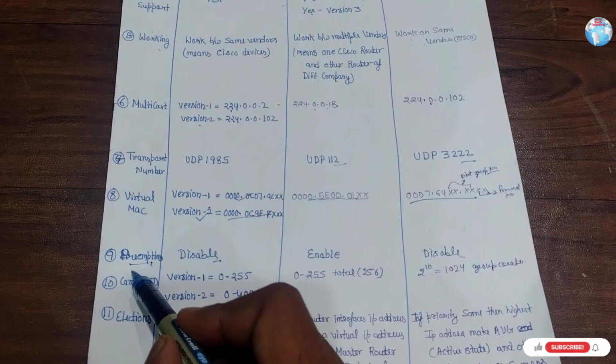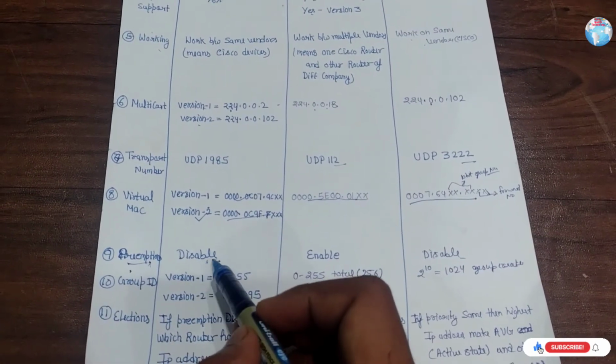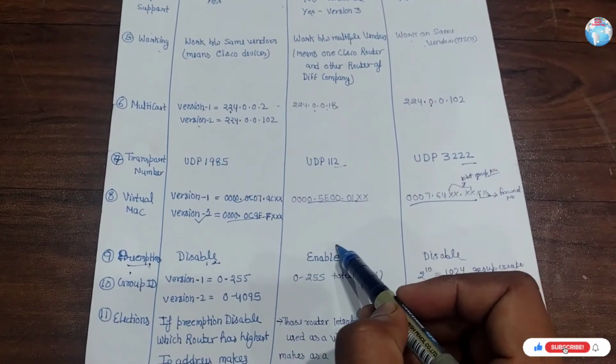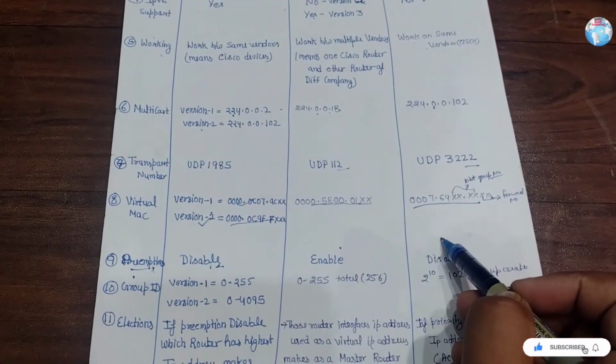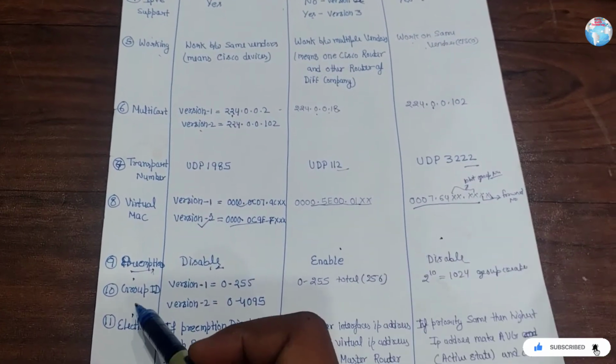Ninth difference is preemption. In HSRP preemption is disabled. In VRRP preemption is enabled. In GLBP preemption is disabled.